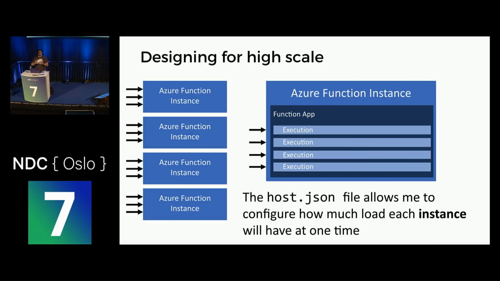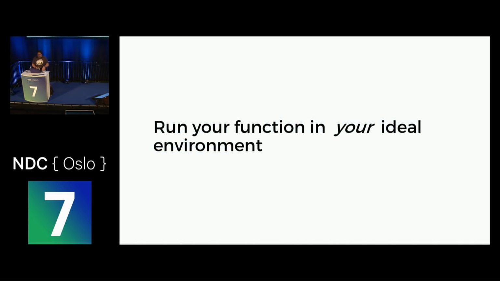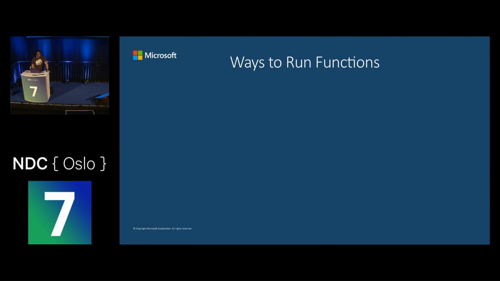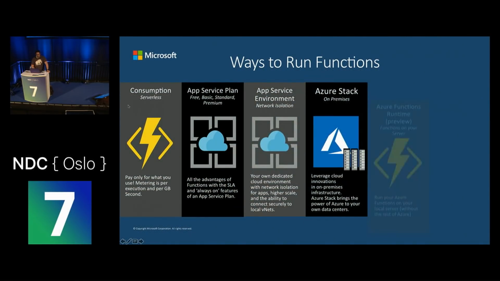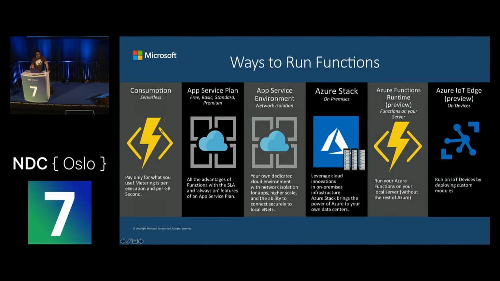And this again applies to just distributed systems and parallel processing in general. Okay, the other thing I'll let you know is that with Azure Functions, you do have a lot of flexibility in that you can run your function in your ideal environment. So up until this point, I pretty much talked exclusively about consumption functions. These are functions that run in the serverless plan. You only pay for what you use. We only allocate resources for you on demand. But that's only one of the many different flavors that your functions can run in.